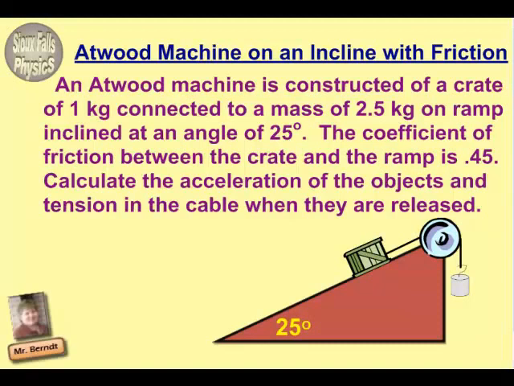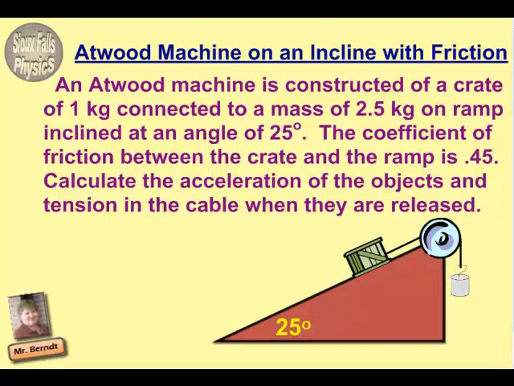Okay, boys and girls, let's tackle a culminating problem for this chapter. This kind of puts together all the ideas we've dealt with in this chapter into one gargantuan problem. It's an Atwood machine on an inclined plane. So in this problem, the Atwood machine is constructed of a crate of 1 kilogram connected to a mass of 2.5 kilograms on a ramp inclined at an angle of 25 degrees. The coefficient of friction between the crate and the ramp is 0.45. That's our mu. Calculate the acceleration of the objects and the tension in the cable when they are released.